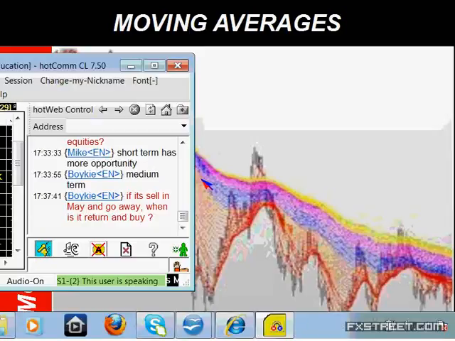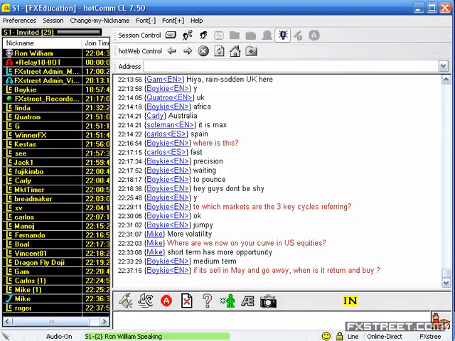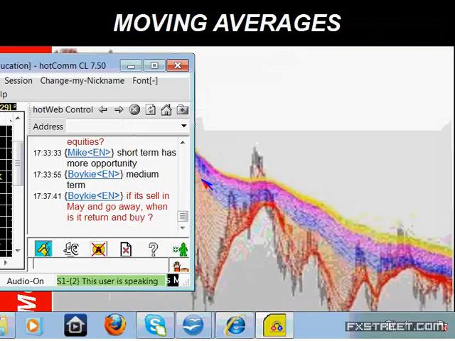Any questions on that? On the moving average? I usually get a lot of questions on moving averages. Some people like to optimize moving averages and they pick different moving averages for different markets. I prefer to use moving averages which reflect the cycle in the market.